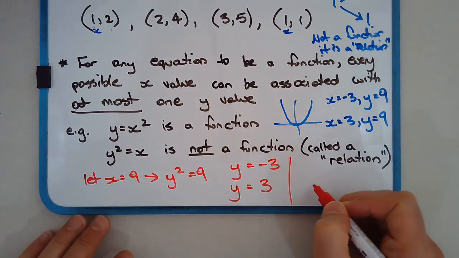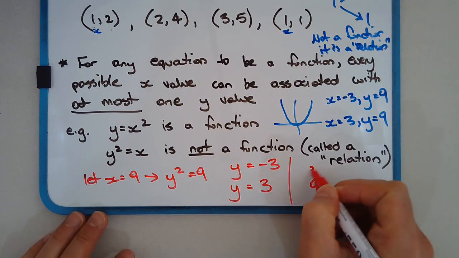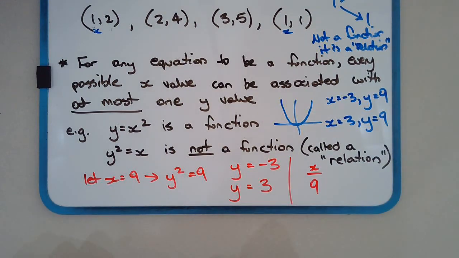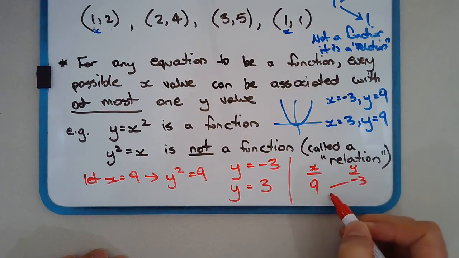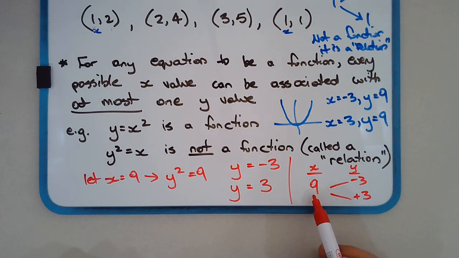So it's a relationship that looks like this: x equals 9 associates with -3 and +3. You have one x value associating with two different y values. That breaks the rule. It is not a function. This is just a relation.